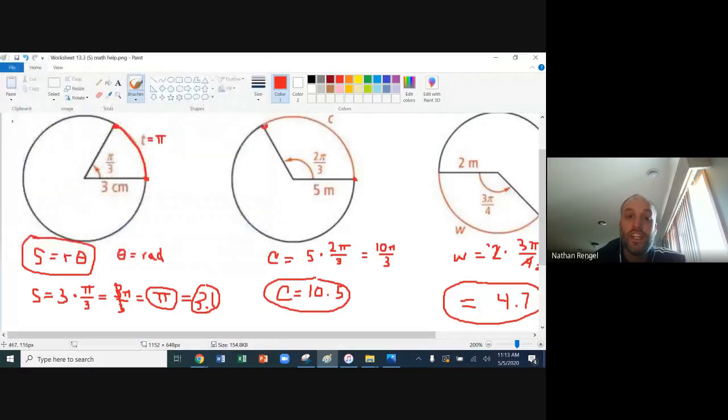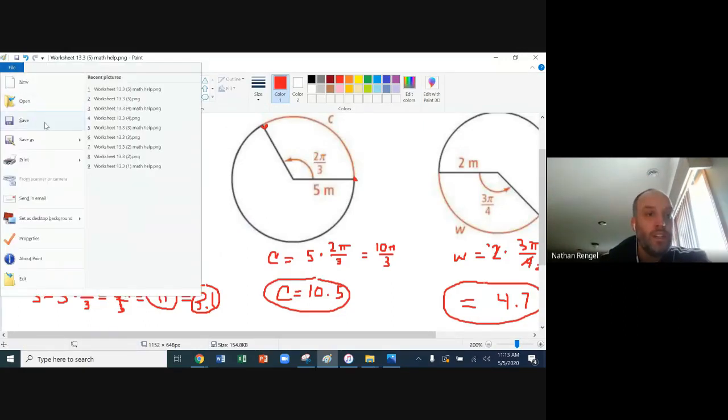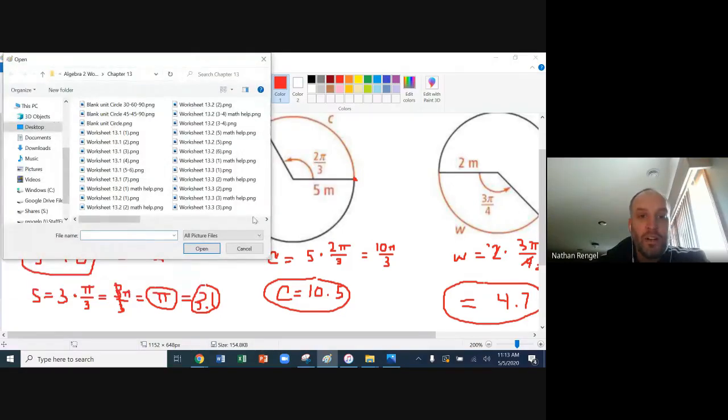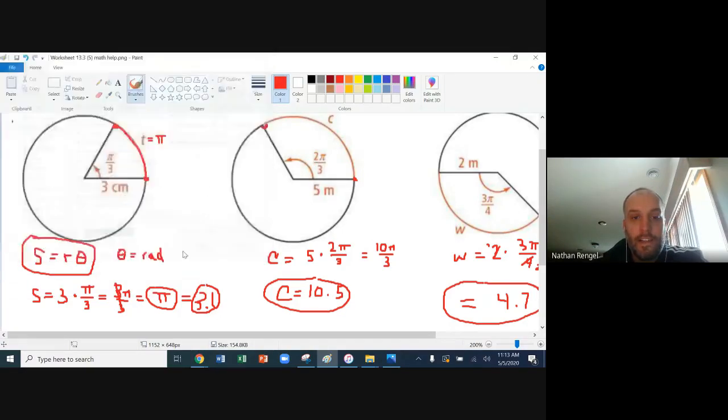Always considering that a full circle is 2 pi. All the way around the circle represents 2 pi times that radius. And these radians are just fractions of that 2 pi. All right, we'll open up our last problem, number 6.